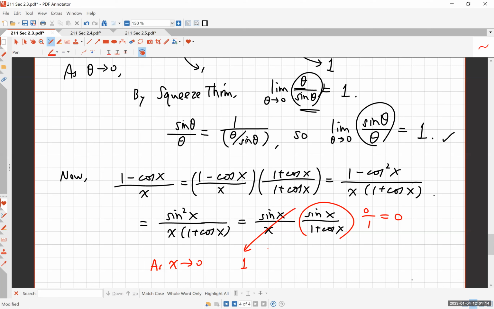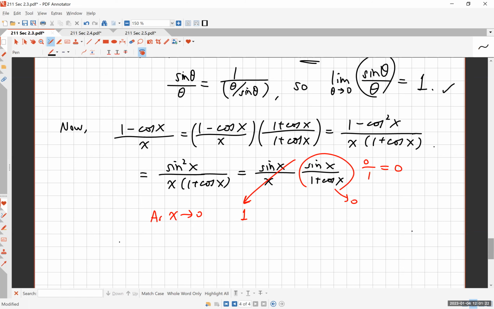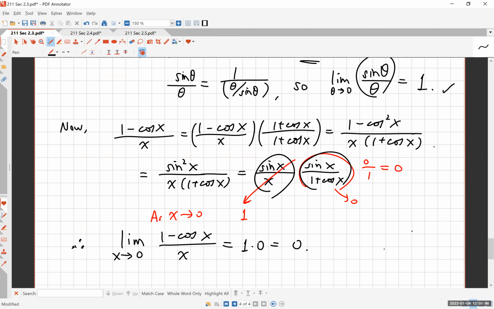So the point is, this first part approaches 1, this approaches 0, and therefore, I didn't write the limit notation, but these 3 dots mean therefore in mathematics. I'm about to write the conclusion. The limit of 1 minus cosine of x over x as x approaches 0 is going to be the limit of this times the limit of this, which is 1 times 0, which is 0. And that is the second thing I showed you before at the end of segment 2 of our video on section 2.3.